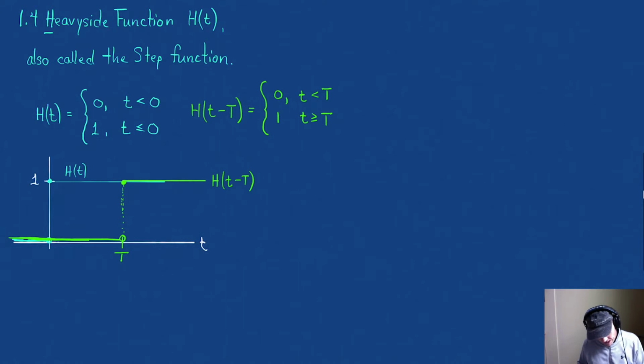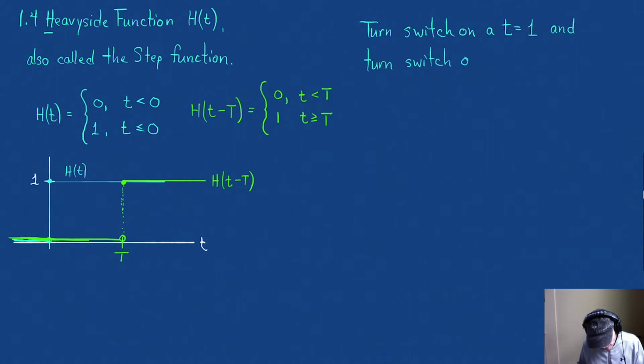So let's turn the light on and off. Turn the light on, switch on at t equals 1, and switch off at t equals, it could be any t. How about capital T? Where t, capital T, is just any number greater than 1. Okay, there we go. Let's see how we can do this.